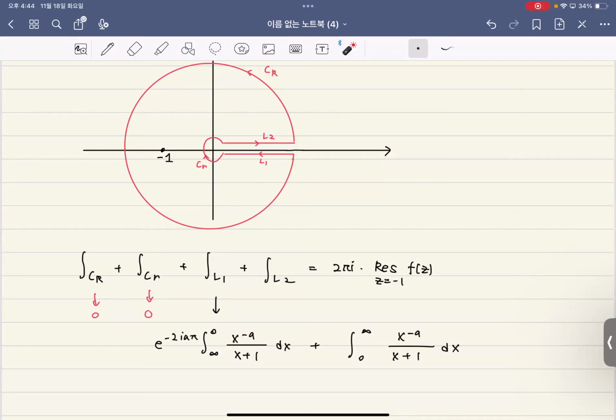Okay. So this is how you deal with improper integrals, especially when you have some exponential functions. Okay. All right. Great.